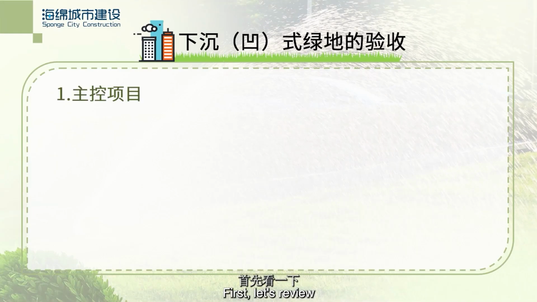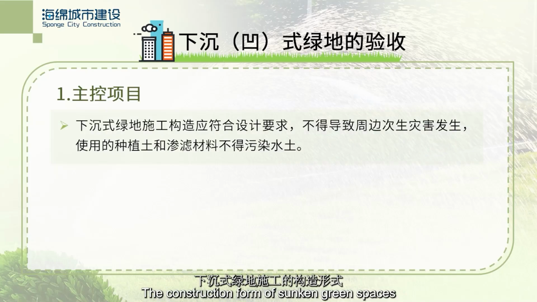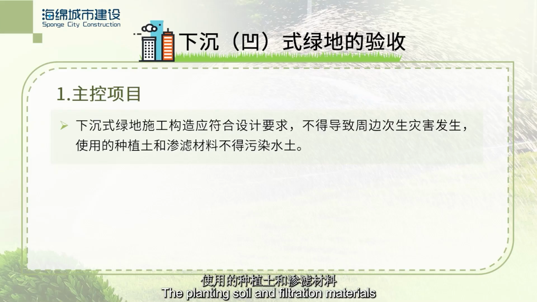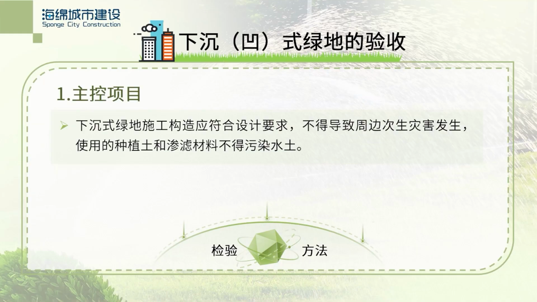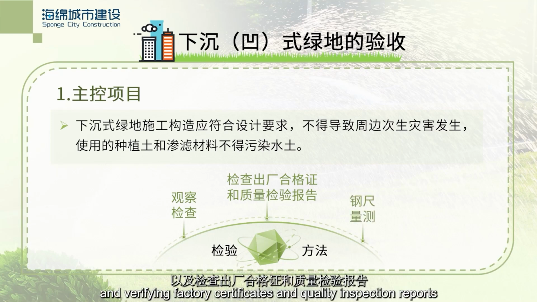First, let's review the primary control items for sunken green space acceptance. The construction form of sunken green spaces must meet design requirements and should not cause secondary disasters in surrounding areas. The planting soil and filtration materials used must not contaminate soil or water. The inspection methods include visual checks and steel tape measurements, and verifying factory certificates and quality inspection reports.